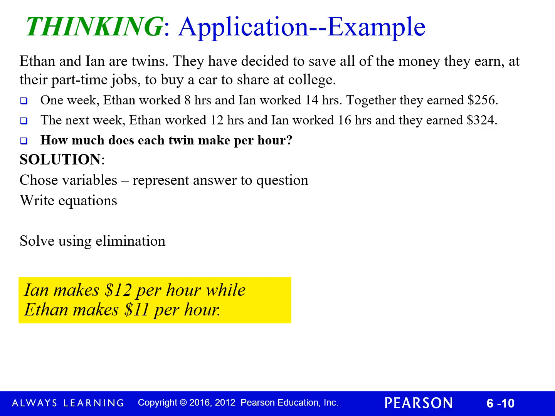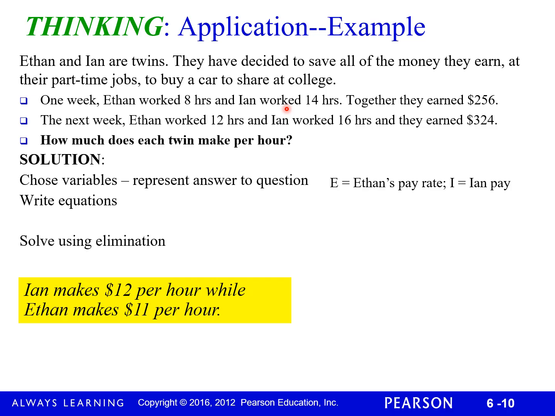Okay. When you're dealing with word problems, the first thing you want to do is assign variables. And the variables represent what we're looking for. And so here we're looking for what does Ethan make per hour and what does Ian make per hour. And so I'm going to pick variables E for Ethan and I for Ian. E is Ethan's pay rate and I is Ian's pay rate.